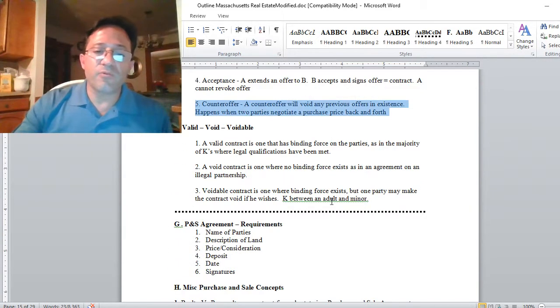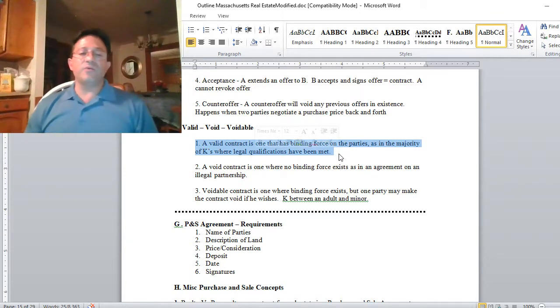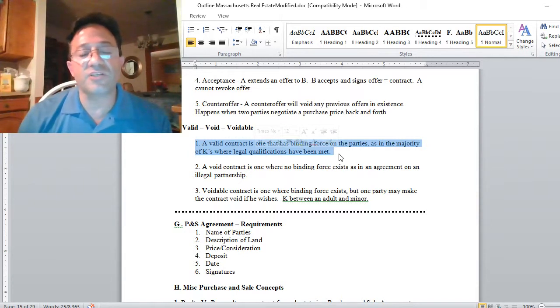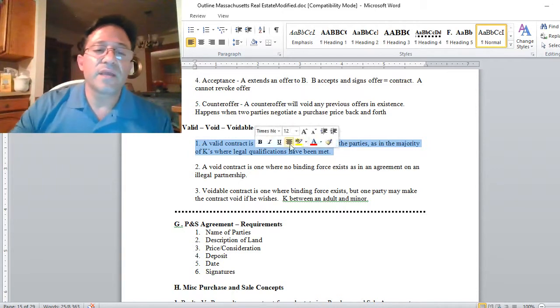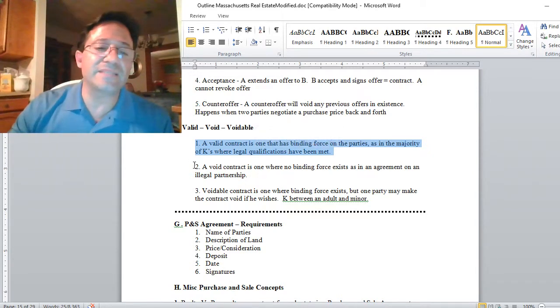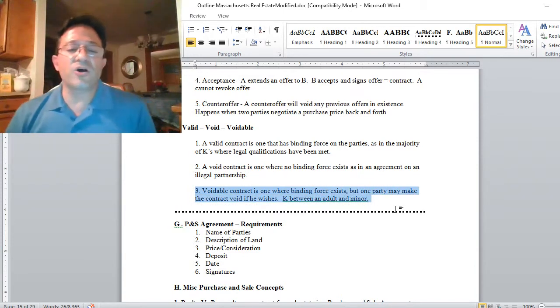Now, as I mentioned before when we talked about valid, void, and voidable contracts, as it says, it's just the outline here, but in the book it's going to say to you, a valid contract is one with binding force on the parties, as in the majority of contracts. K means contract on my outline. Where the legal qualifications have been met, right? All of our components of contract are there. A void contract is one where there's no binding force, that it never existed, right? Because maybe it's illegal. It's an illegal partnership, okay? It's void. And then a voidable contract is a contract that exists, but one party may make the contract void.